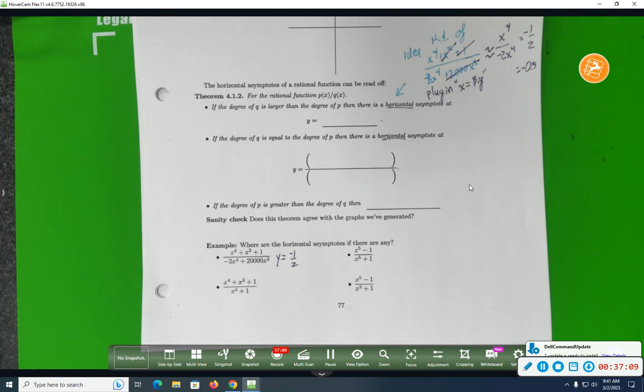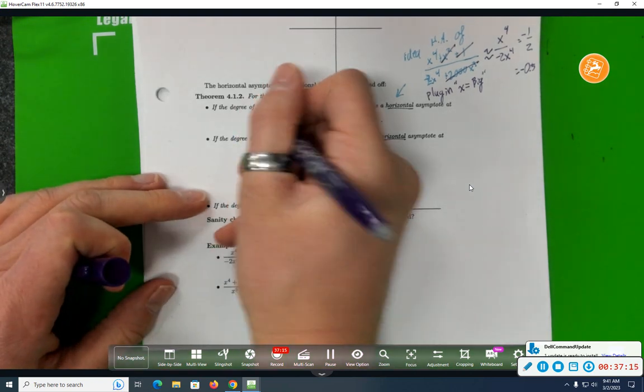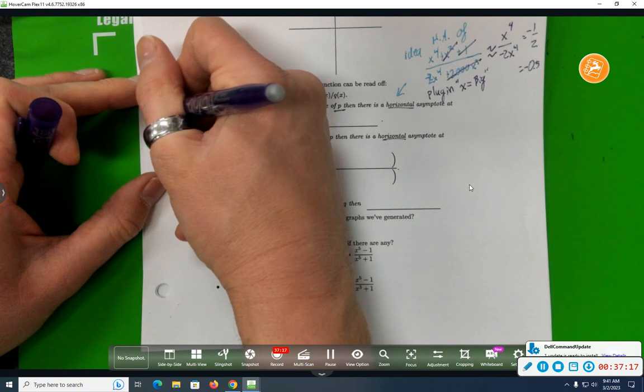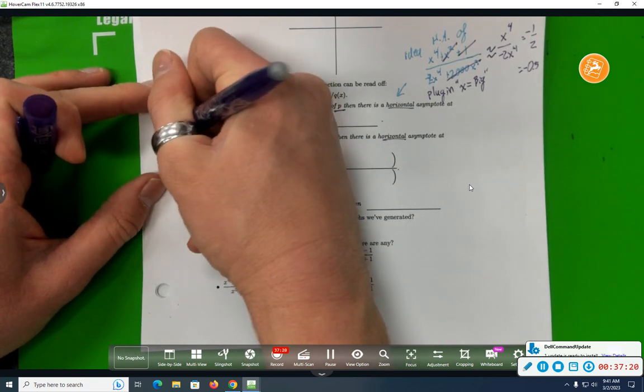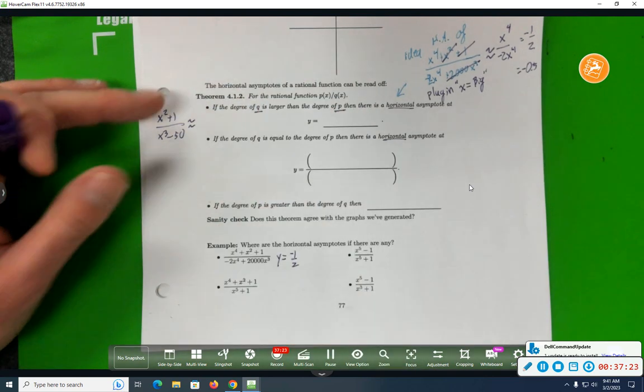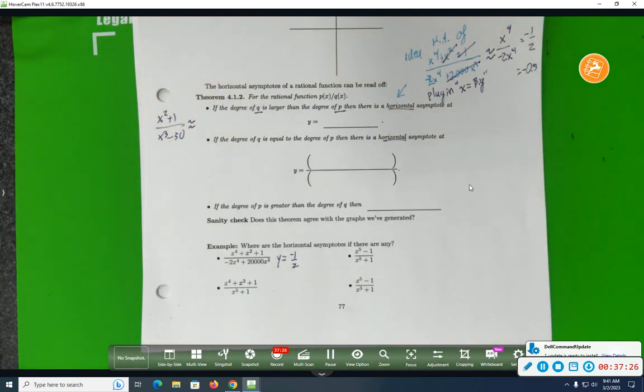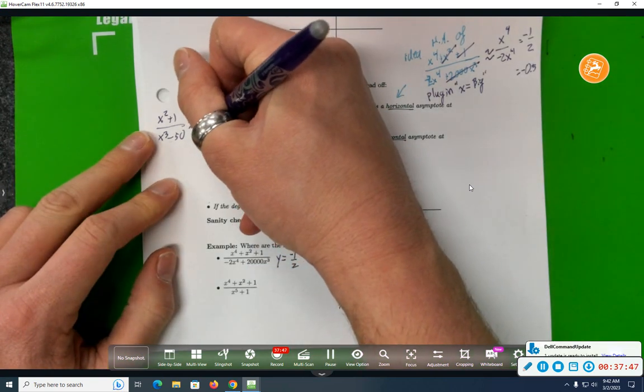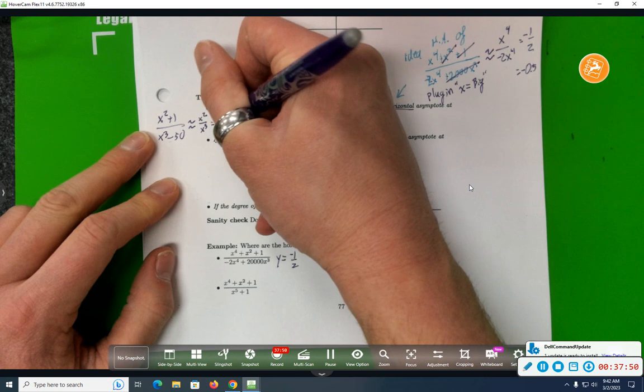Let's see what that means in practice. Suppose you have a rational function where the degree of q is bigger than the degree of p, like x squared plus 1 over x cubed minus 50. If you plug in a giant value for x, does that plus 1 in the numerator make a difference? Not much of one. Does the minus 50 in the denominator make much of a difference? Nope. So this will be basically x squared over x cubed, which is 1 over x.